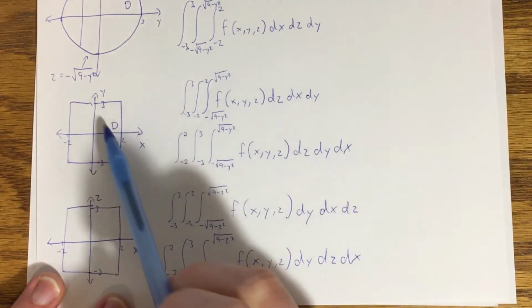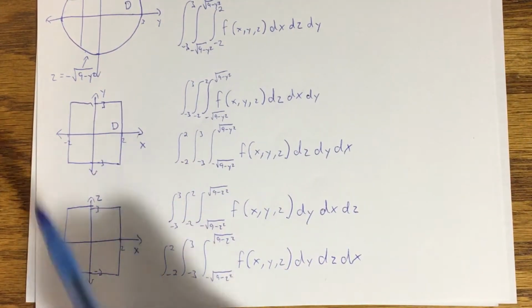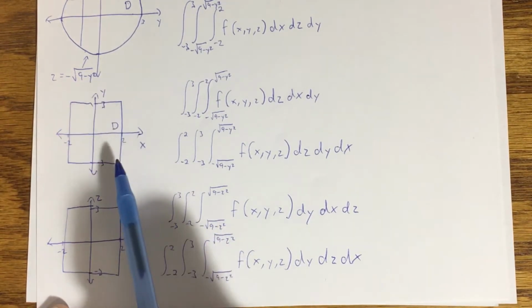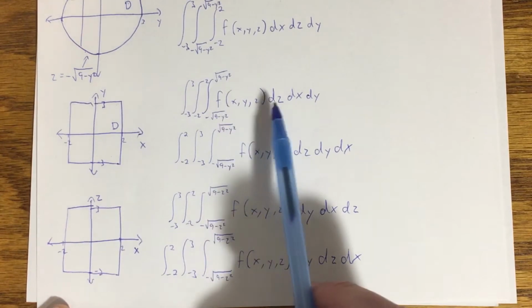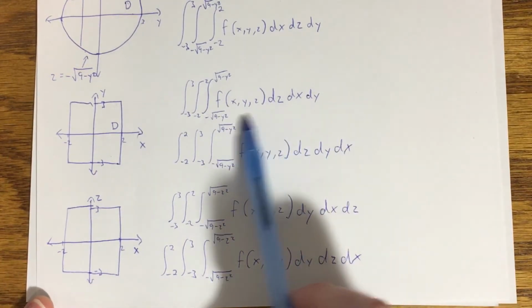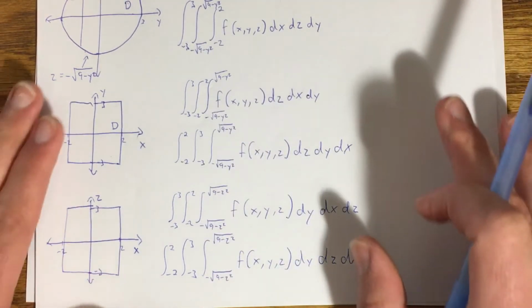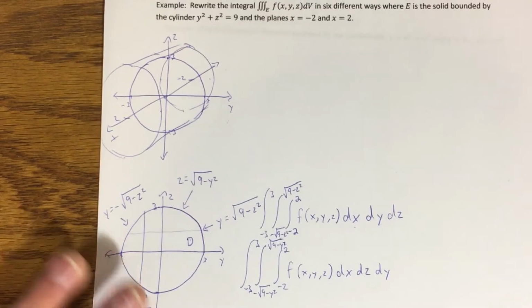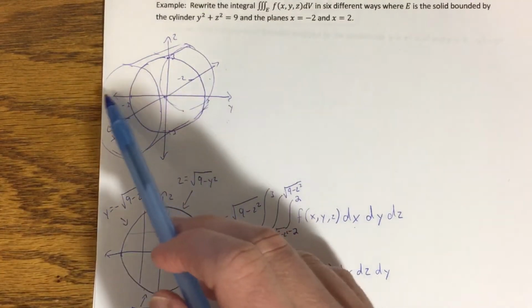So what I did here is I took this second region D, which is a projection of our solid into the x and y, or sorry, the xy plane, which means my inner integral should be with respect to z. And to find the bounds on z, remember we're looking at a surface on top and a surface on bottom that bounds this solid here.